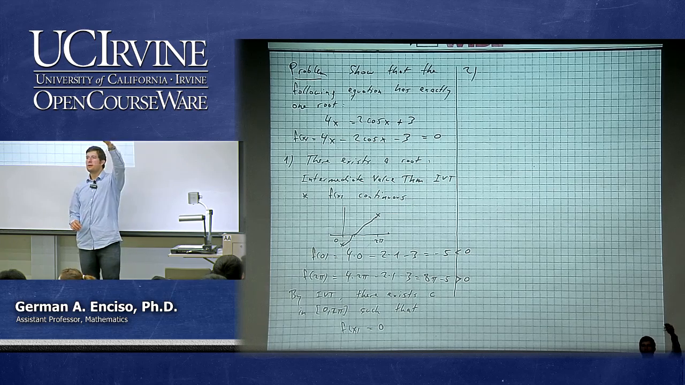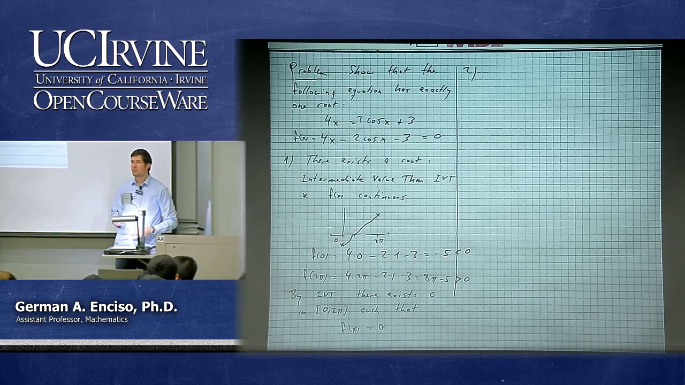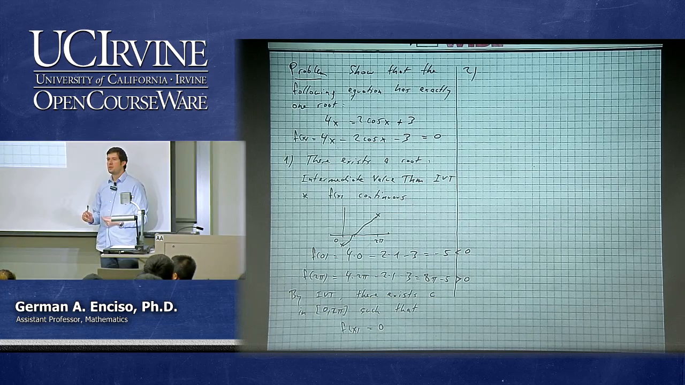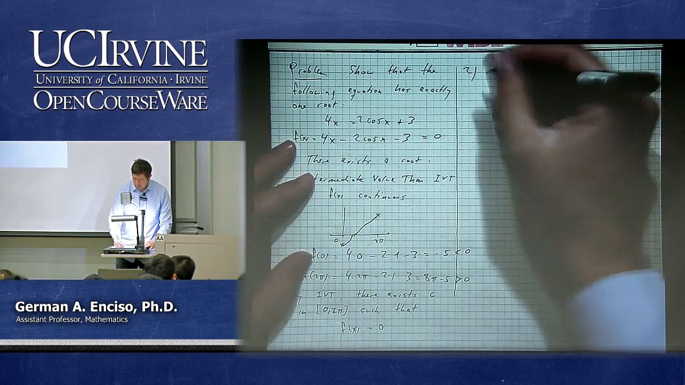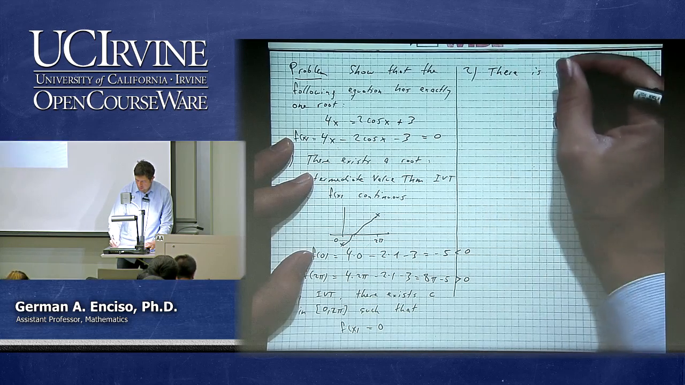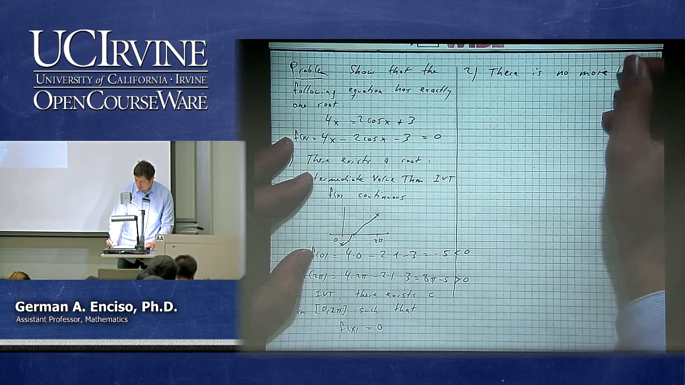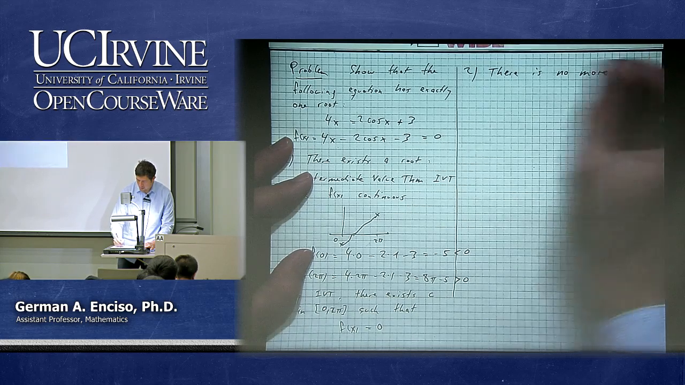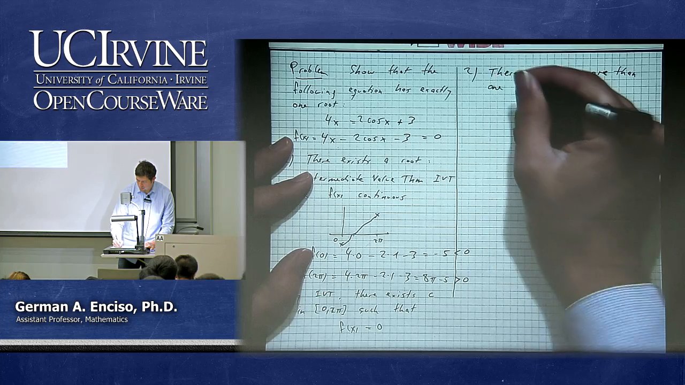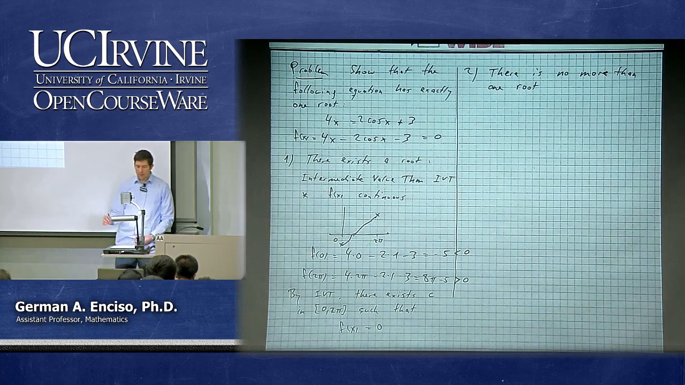What is that? Because there could be multiple roots. That's exactly right. There could be multiple roots. So we need to rule out the possibility that there's more than one root. Okay? So the second statement is there is no more than one root. Okay, how are we going to show this?